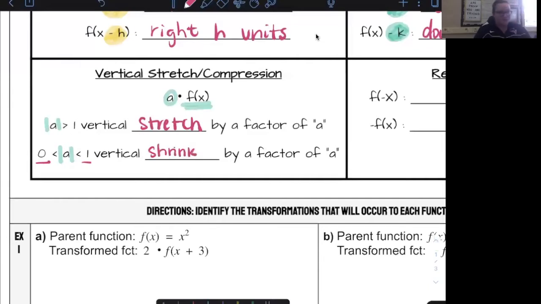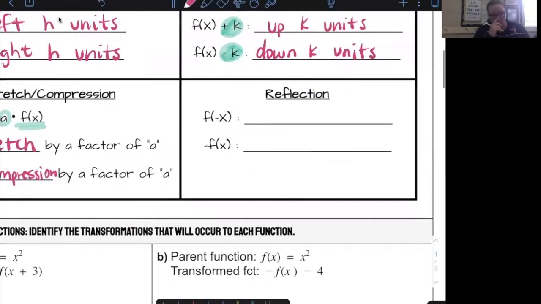So what that's going to do is that vertical shrink is going to push your y values down. And we'll see how that works as we do some examples later on. Or, sorry, I didn't mean to use the word shrink. I should have said compression. Same thing.